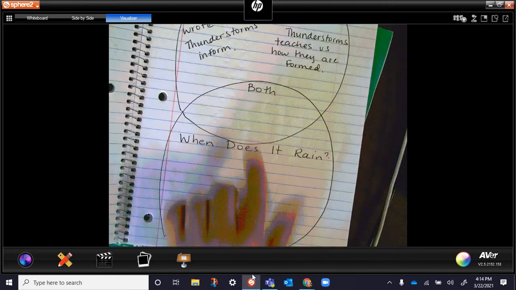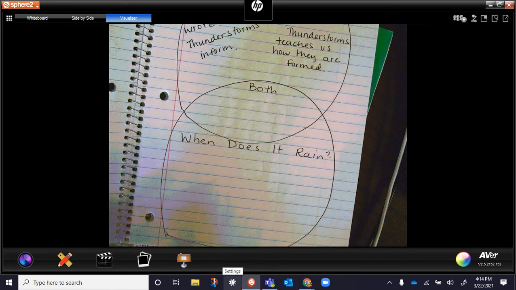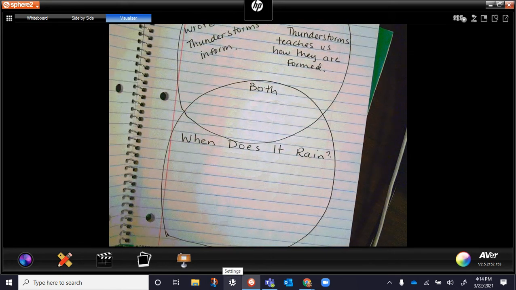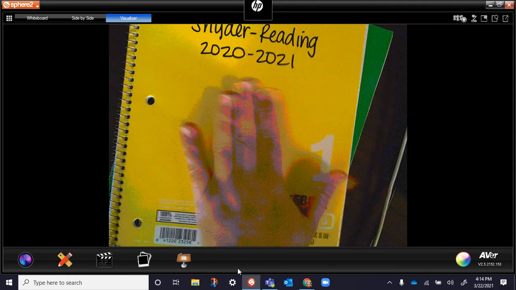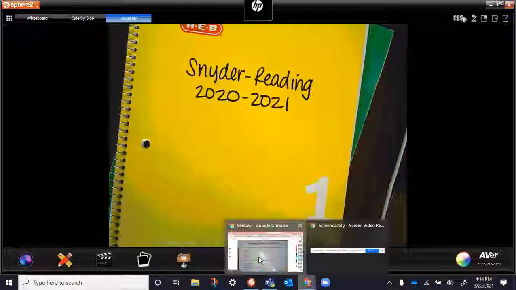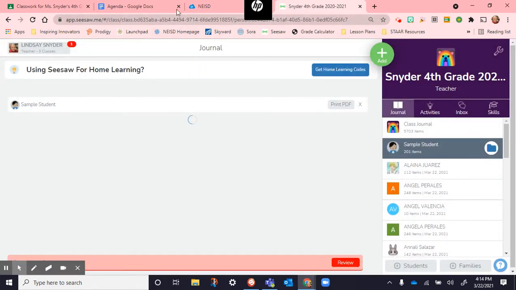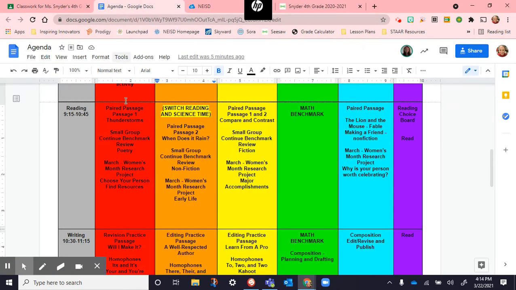And then I want you just to start thinking. We'll talk about the "both" part when we come back, but I want you to start thinking about how these passages connect. So put that in your reading journal. Coming back over here to the agenda, we're going to have to pause. We won't be able to do this, so we'll just continue that when we come back.